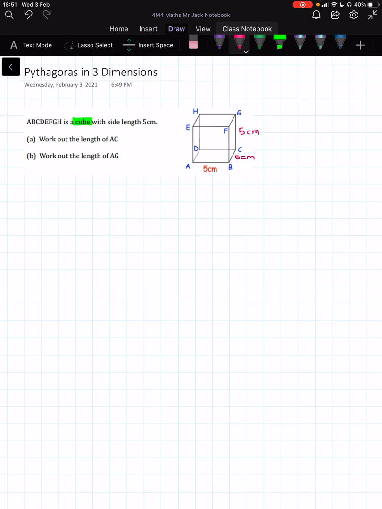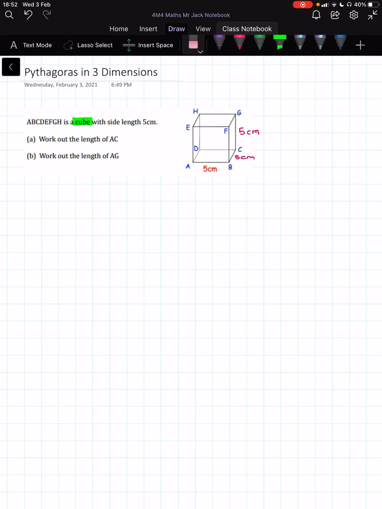The one thing that we can't be sure is 5 centimeters long, though, are these diagonals across these different sides here. So there are diagonals running across essentially all the squares. All the sides of a cube are square, so they all have diagonals running across from one corner to the other. You cannot say that they're 5 centimeters because, of course, they're not.